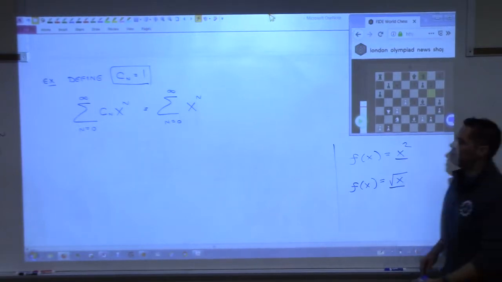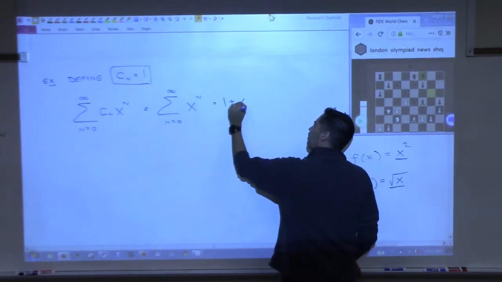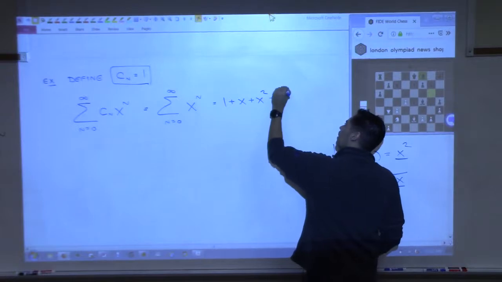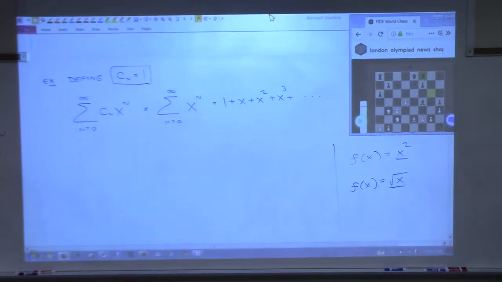Now, let's write this power series out. If I plug in 0, what do I get? 1 plus x plus x squared plus, dot, dot, dot, forever, right? Does anybody recognize that series as something we've studied already? This is a very special series that we looked at in the very beginning when we first started series. It's kind of hidden a little bit right now, but it's there.